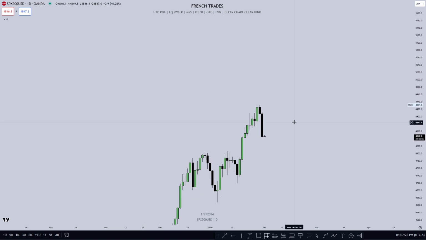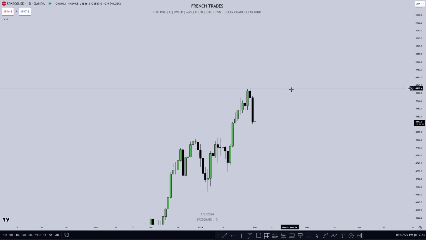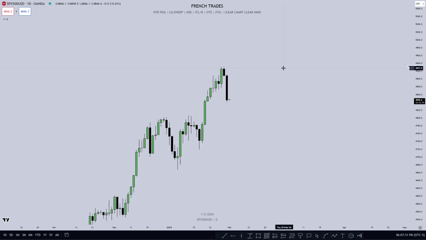Now, on the daily, I'm looking for daily imbalances. That's what I'm really looking for. So what does that mean? I'm looking for order blocks to be created. I'm looking for fair value gaps to be imbalanced and to be rebalanced. And I'm looking for liquidity to be formed.